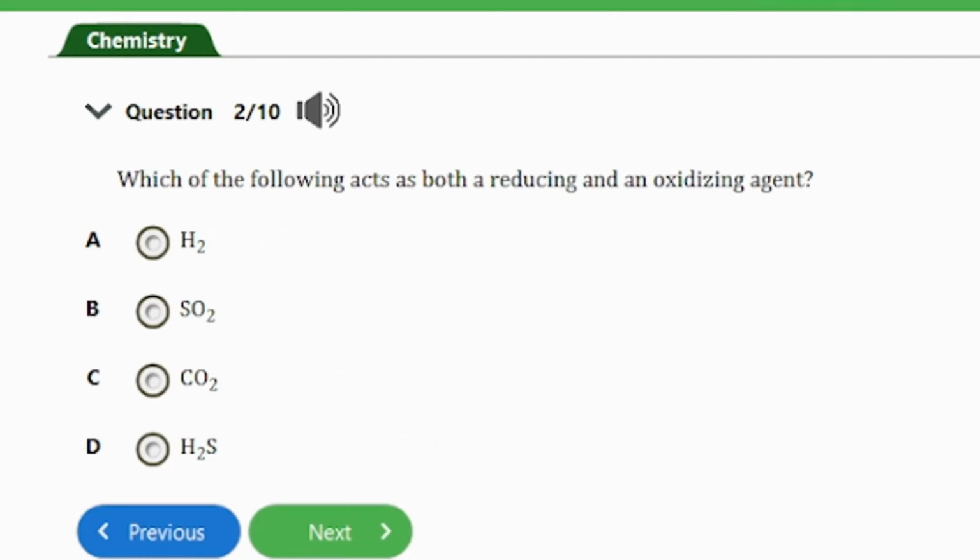Question number 2. And the question says, which of the following acts as both a reducing and an oxidizing agent? We have A, hydrogen ion, B, sulfur dioxide, C, carbon dioxide, D, hydrogen sulfide. So guys, the answer to this question is option B, and that's sulfur dioxide. So sulfur dioxide actually acts as both a reducing and an oxidizing agent. So that's the answer to that question.